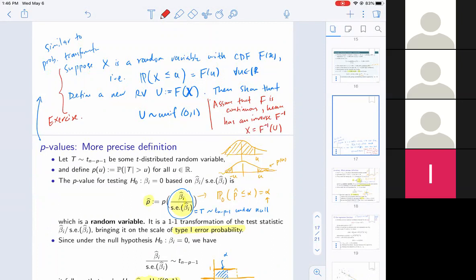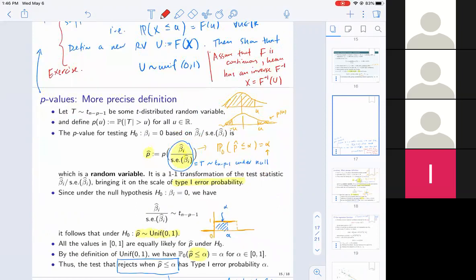Have you seen this before? No? Shushan, you asked the question, right? Does that make sense? Yeah, I've seen this before.